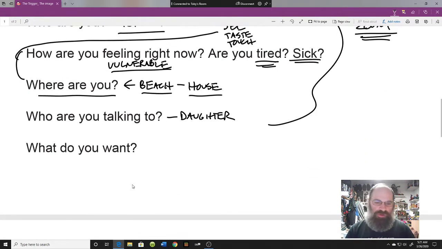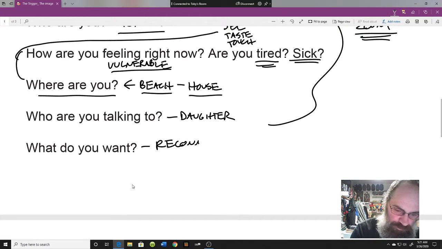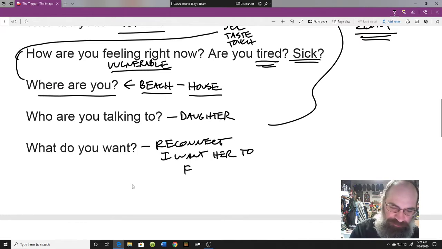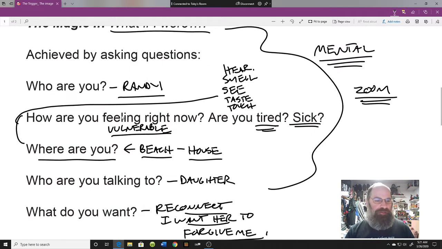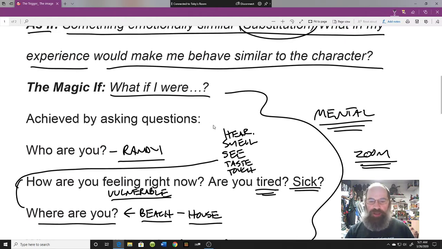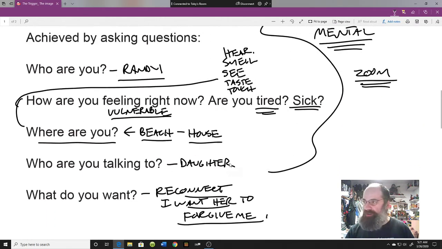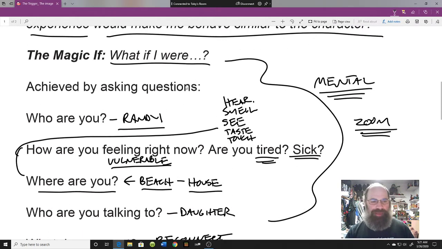All right, so what do I want? I want to reconnect. I want her to forgive me. All right, so you've got the magic if. What if I were him? These are the things that I'd want. This is more, like I said, this is more paint by numbers.